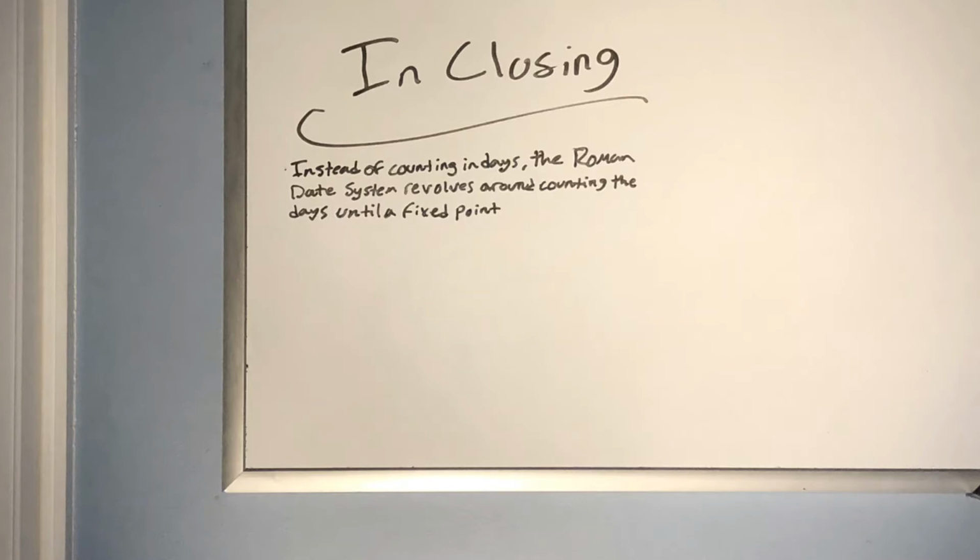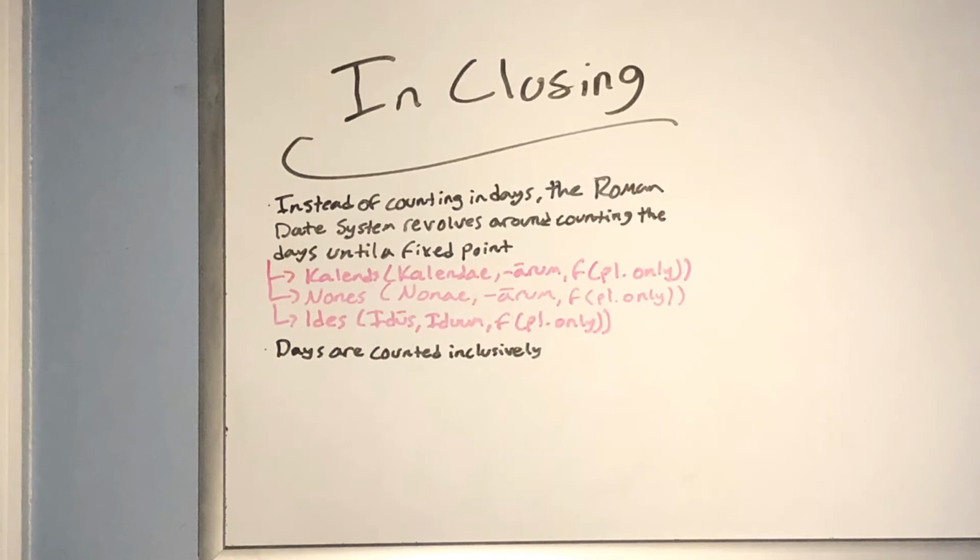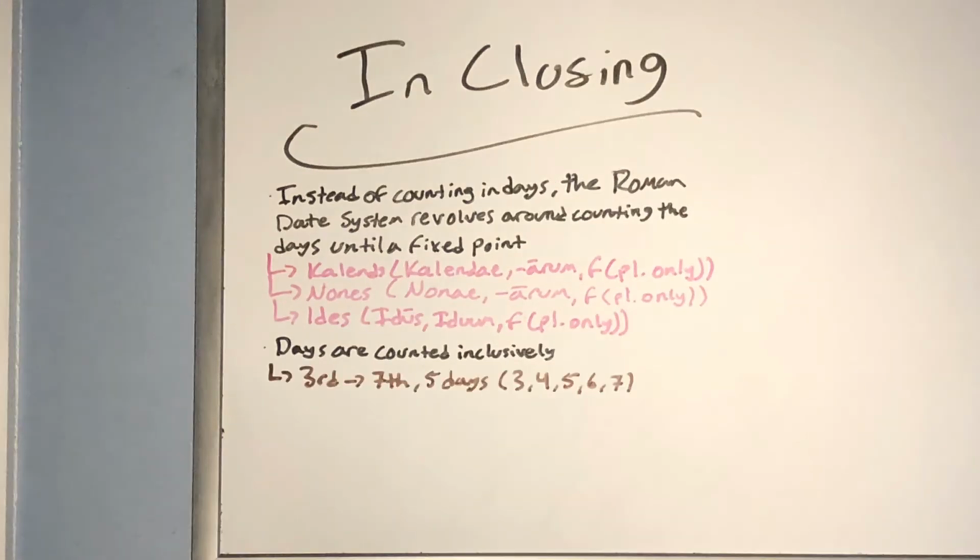Instead of counting in actual days like January 5th, the Roman date system revolves around counting the number of days until a fixed point. Those fixed points are the calends, the nones, and the ides. The Latin for each one of those 3 points is next to each one of the actual English names. Days in counting are counted inclusively. So if I were to count the number of days from the 3rd until the 7th, that would be 5 days. I would start with counting with the 3rd, then the 4th, the 5th, the 6th, then I would end with the 7th since I have to count the date that I started on and the date that I'm going to.